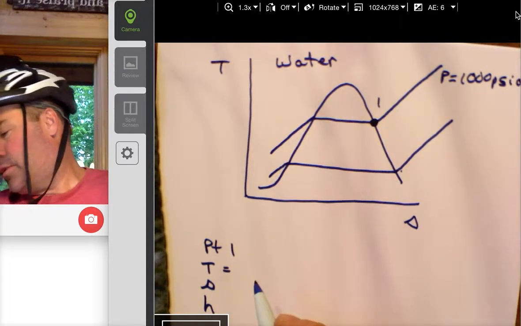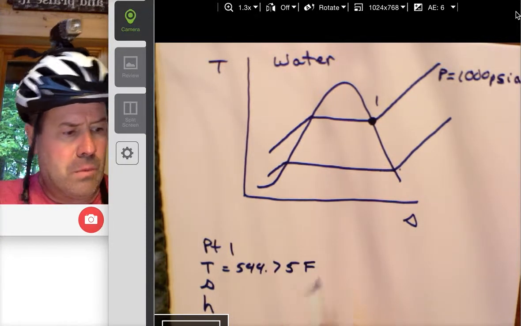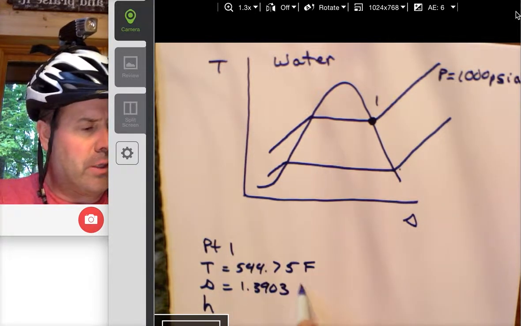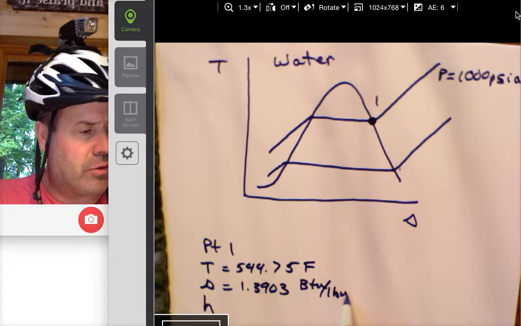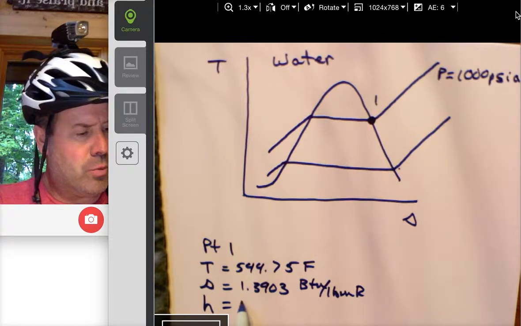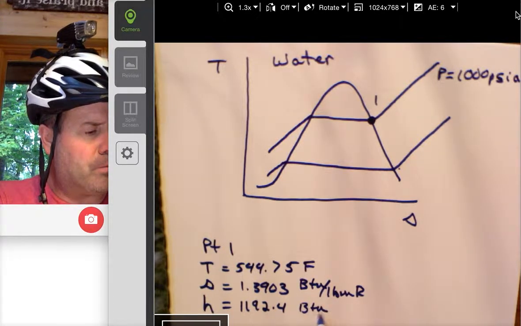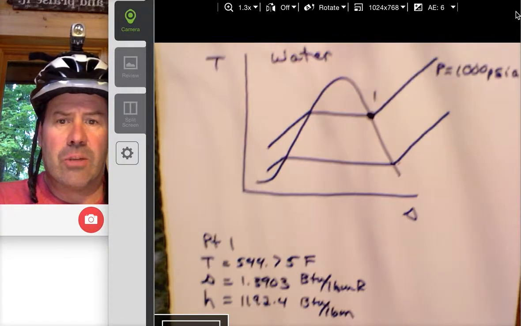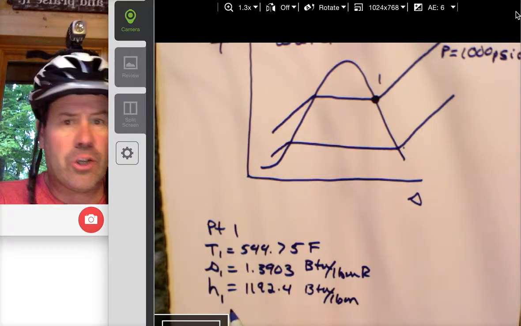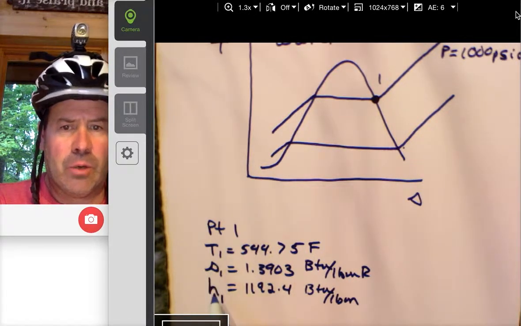Temperature was 544.75 Fahrenheit. Entropy 1.3903 BTUs per pound mass degree Rankine. And enthalpy 1192.4 BTUs per pound mass. And let's go ahead and subscript each of these with a 1 because this is point 1. So the pressure at 1 is 1,000, temperature at 1 is 544.75, entropy at 1, enthalpy at 1.